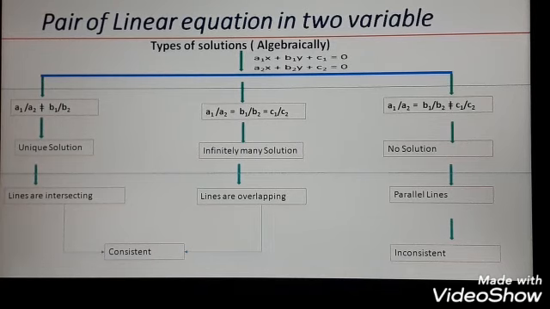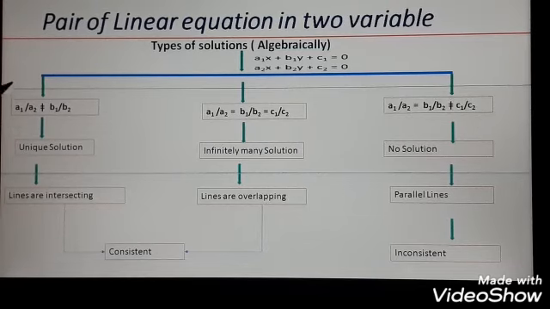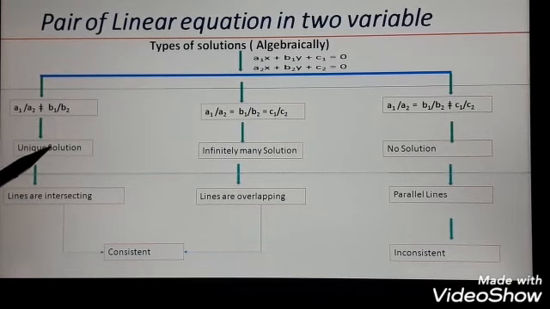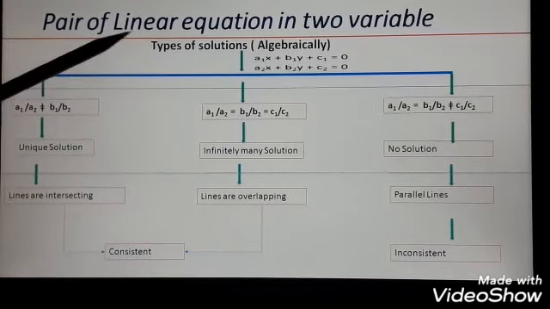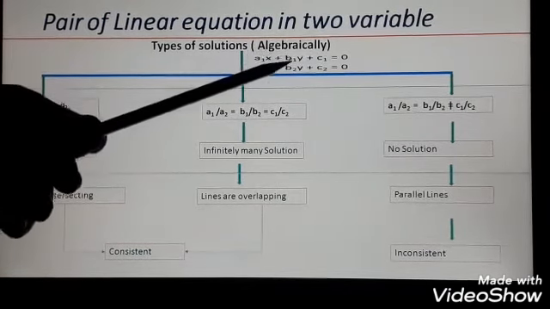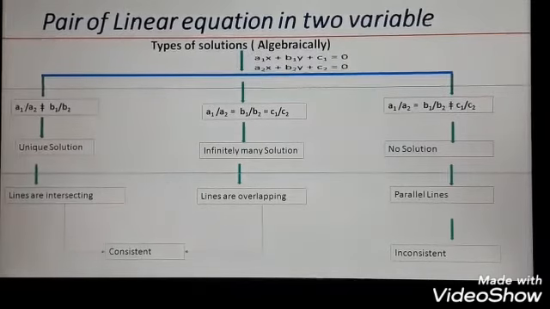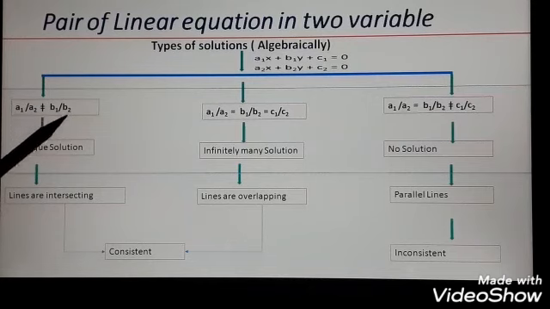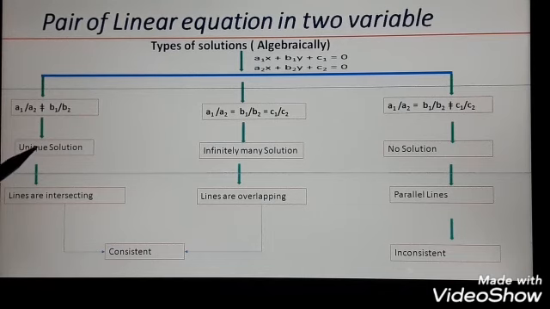So this type of solution we can find out algebraically. When you're calculating the ratios of the coefficients, that is a1 upon a2, b1 upon b2, and c1 upon c2, if the first two ratios, a1 upon a2 is not equal to b1 upon b2, this is a condition for unique solution. And unique solution will have what type of lines?